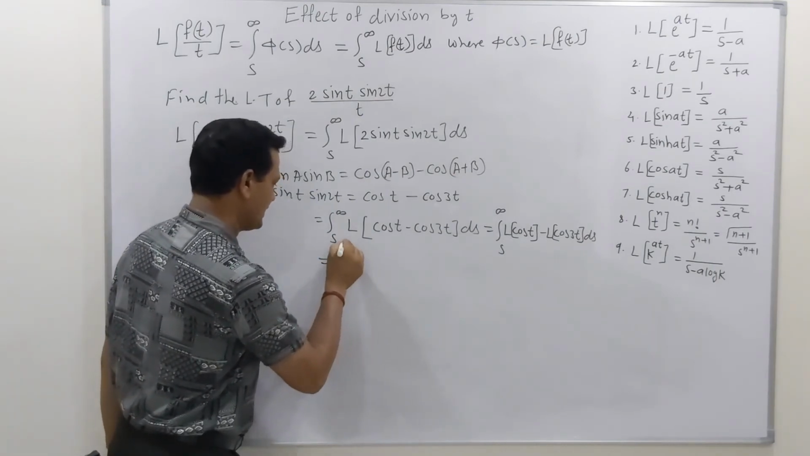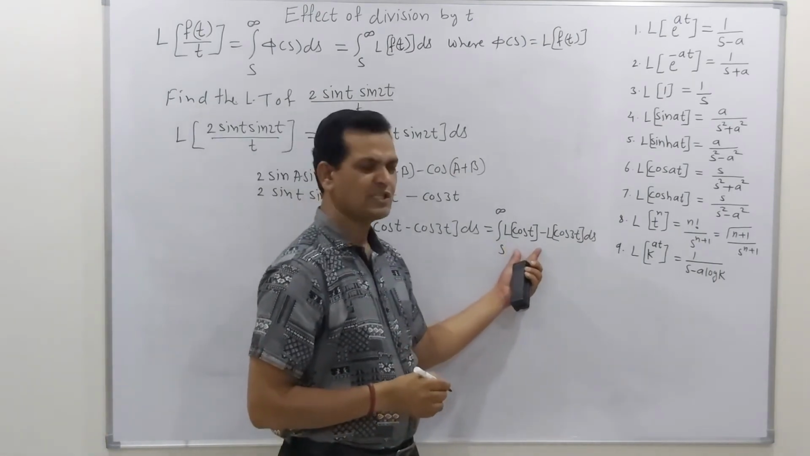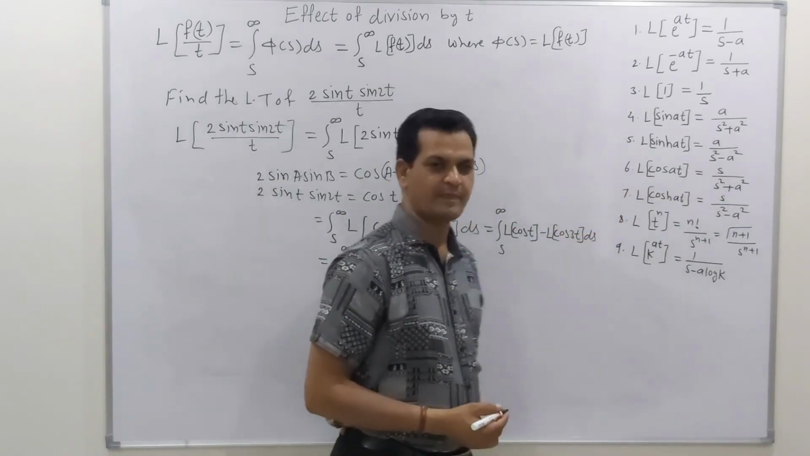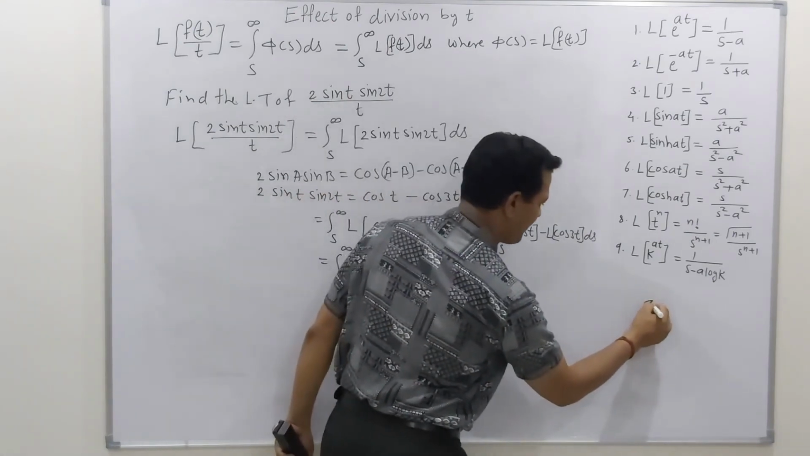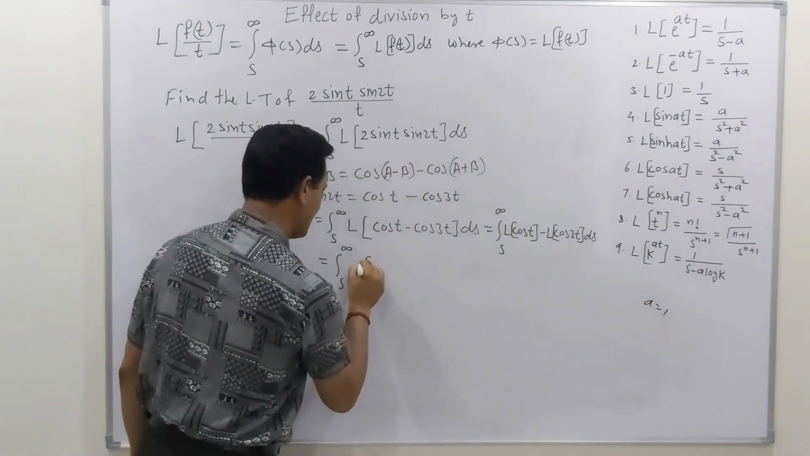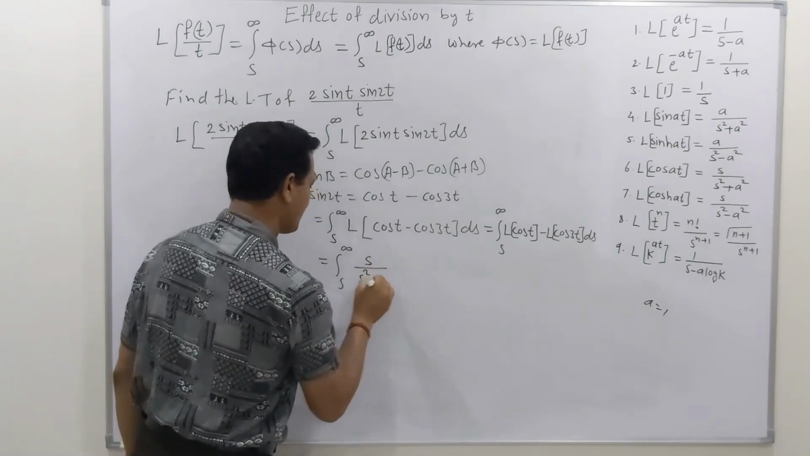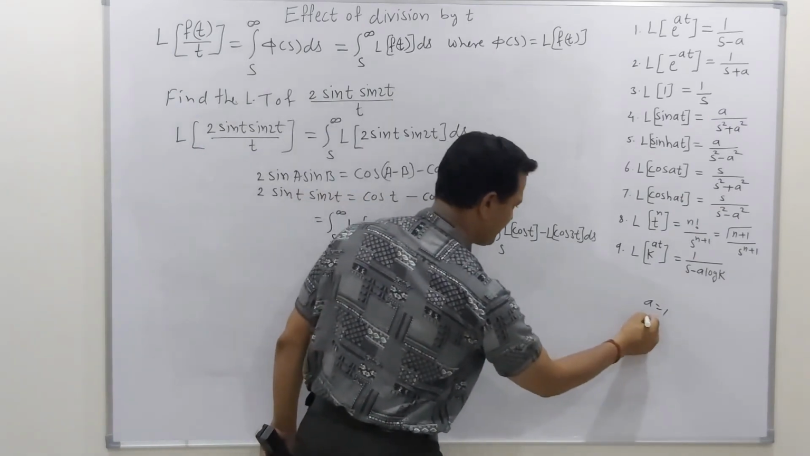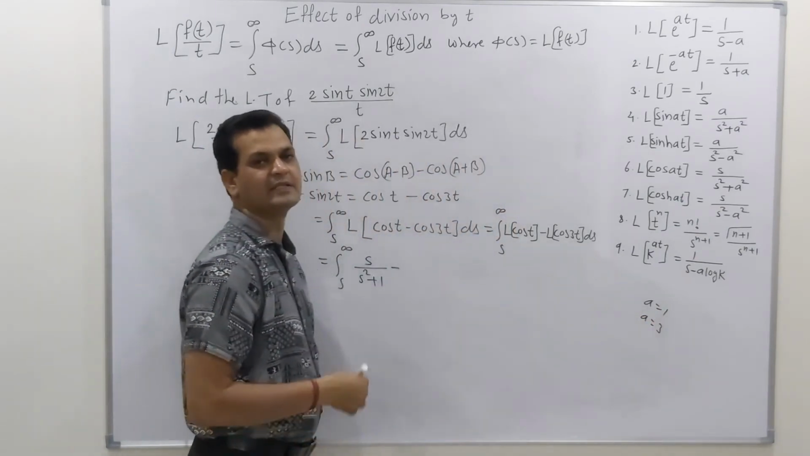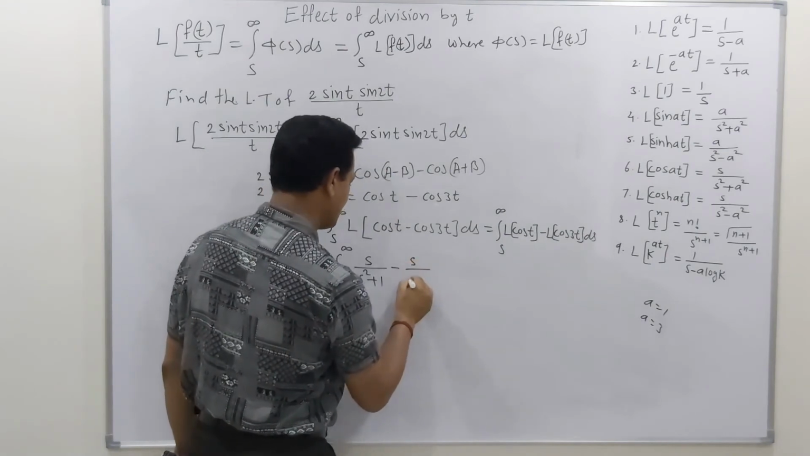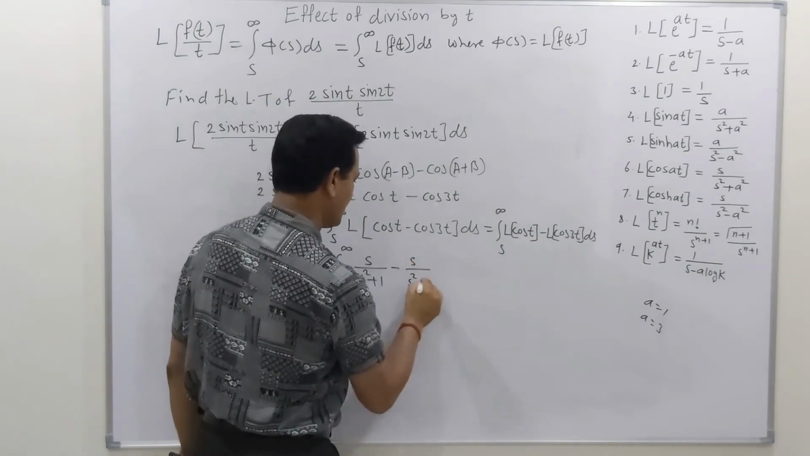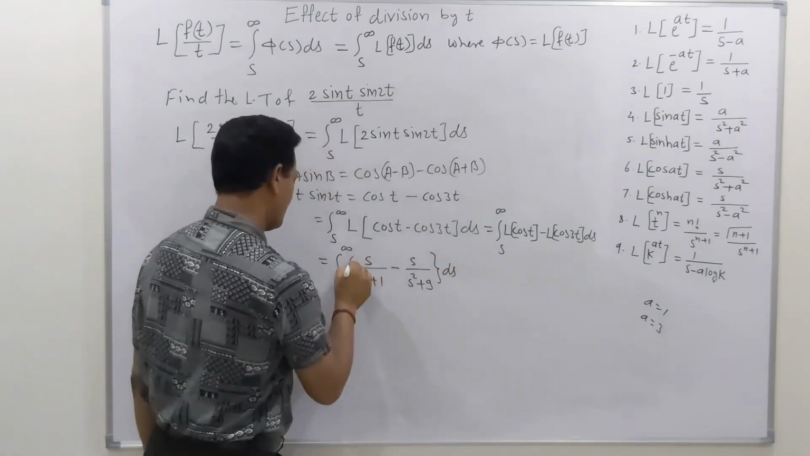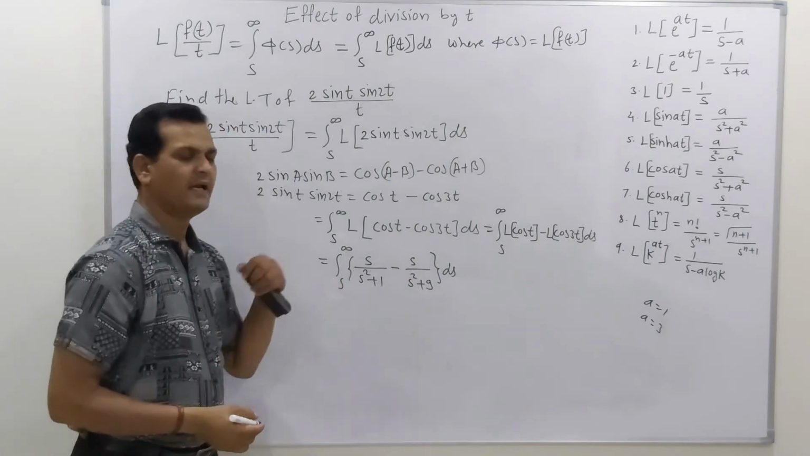So which is equal to integration s to infinity, then Laplace transformation of cos of t. Laplace transformation of cos of t is s upon s square plus a square. Here the value of a is 1, so we can write this as s upon s square plus 1. Again middle sign is minus, so again next term is same, but value of a is 3, so we can write this as s upon s square plus 3 square, which is 9, into ds. So now next step is to find out the integration of this term.